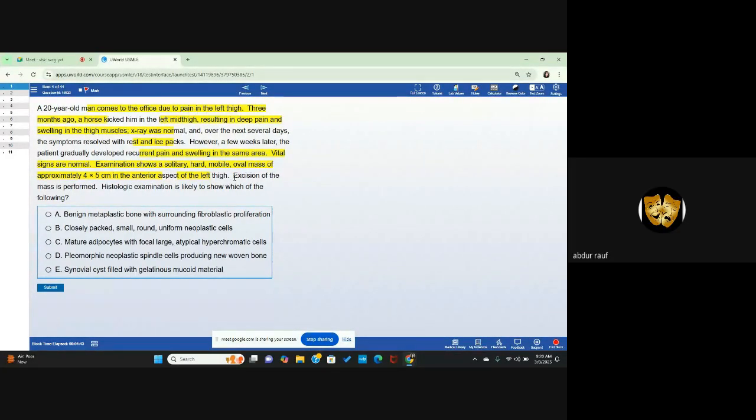Maybe it's a tumor because of trauma or something like that. Myositis ossificans. Maybe. We don't know. What do you think the answer is over here? A. Benign metaplastic bone with surrounding fibroblastic proliferation. Does anybody else have to pick an answer? They can go ahead, shoot in their concepts.